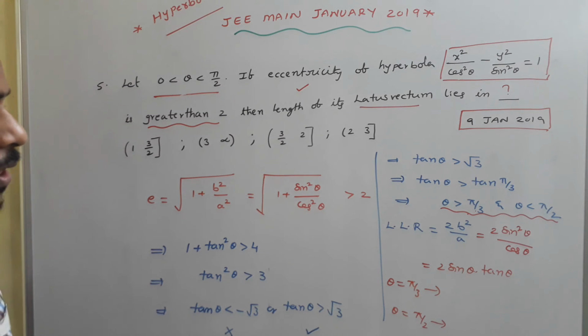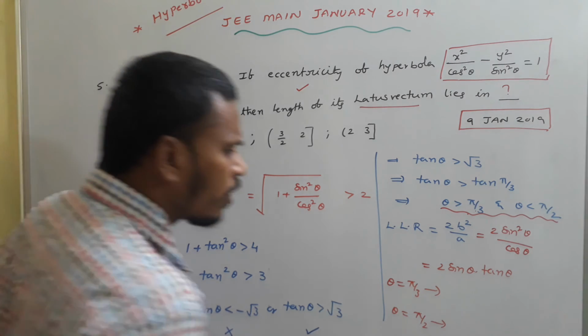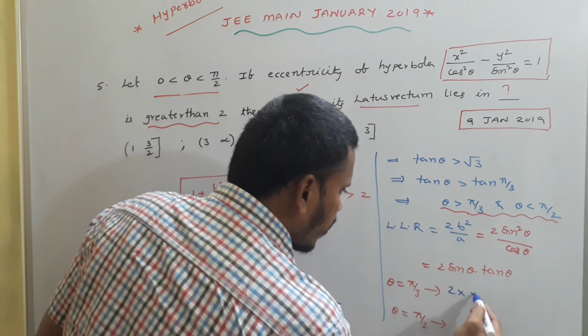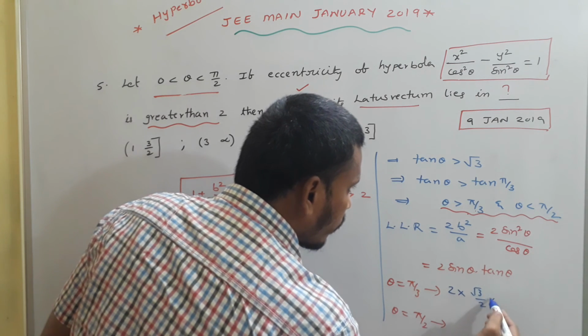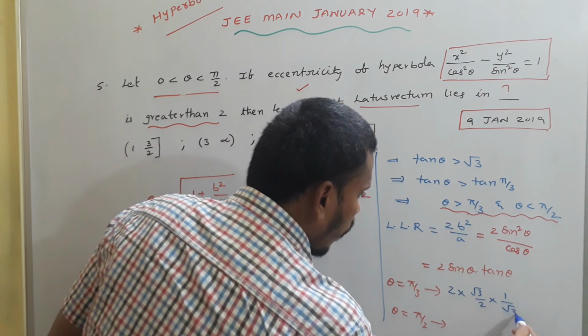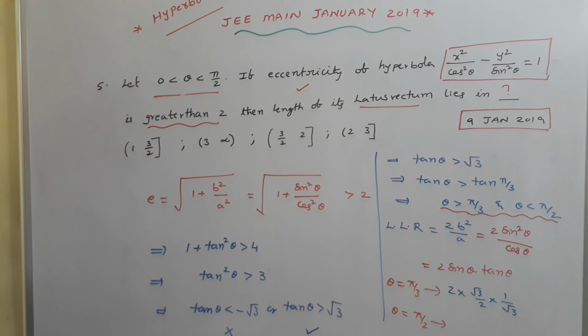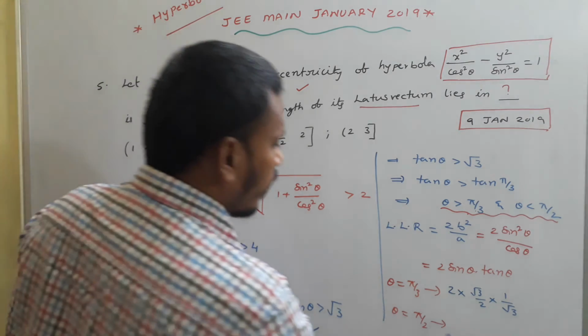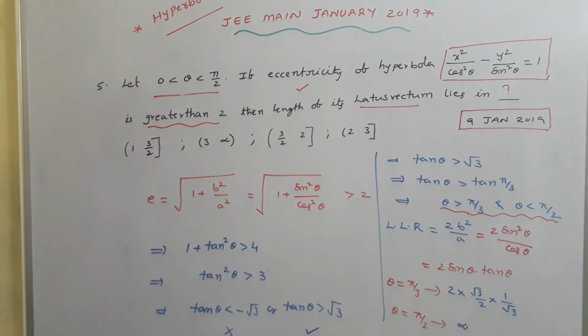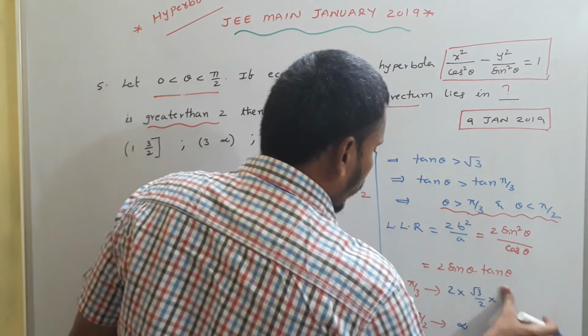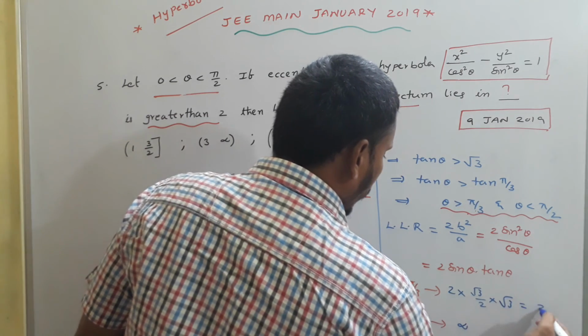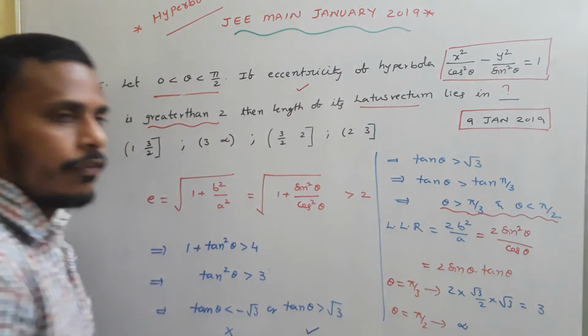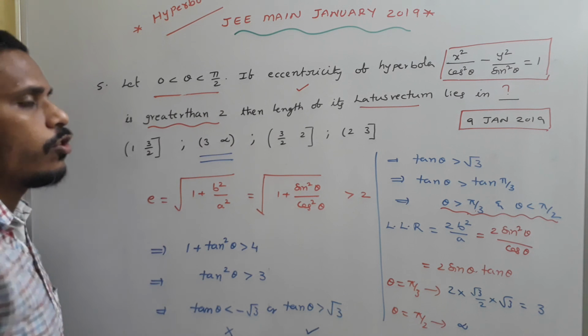Okay, so at theta is equal to pi by 3, 2 into sin 60 degrees is root 3 by 2 and tan 60 degrees is 1 by root 3. At theta is equal to pi by 2, tan 90 is infinity. Tan 60 is root 3, right? Okay. So tan 60 is root 3, so this is equal to 3, and at theta pi by 2 it is infinity. So 3 to infinity is the range of the latus rectum.